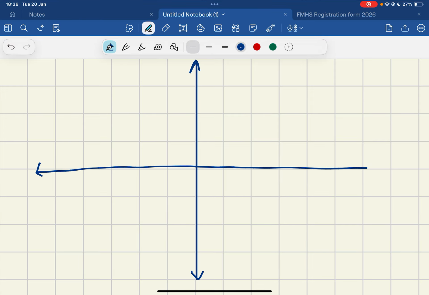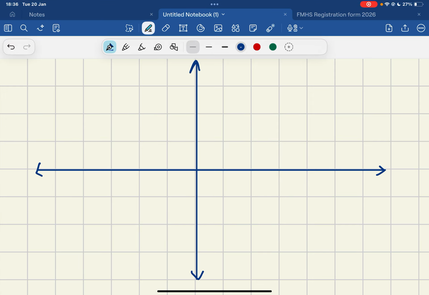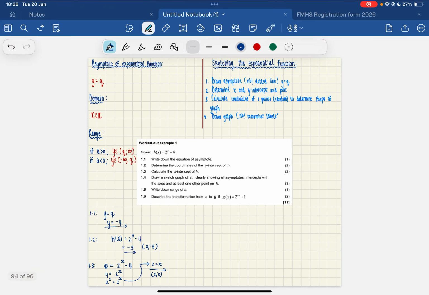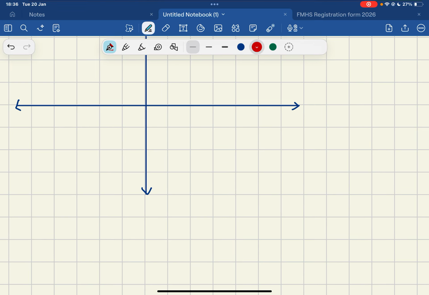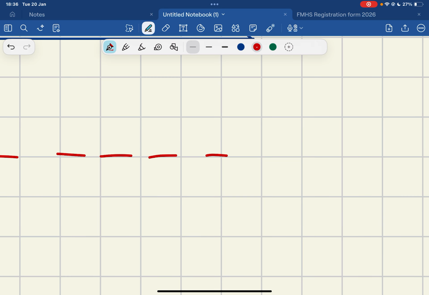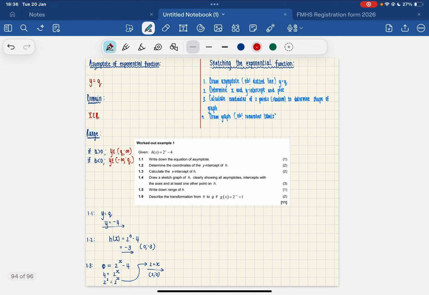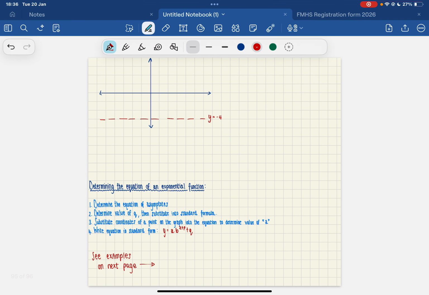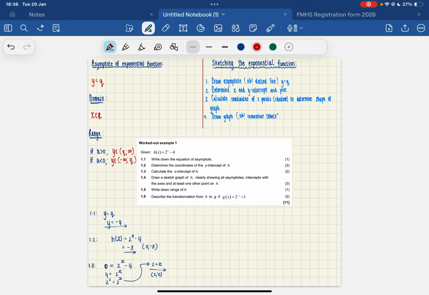Almost there. Okay, so we said our asymptote is -4. We don't really care about whether your graph is drawn to scale. All we care about is whether the image makes sense. So y is equal to -4 is the asymptote. And we said that a is positive, so we're above. And then we just quickly plot our x-intercept and our y-intercept.